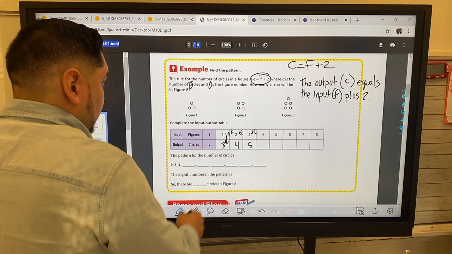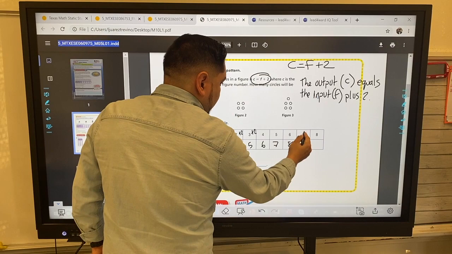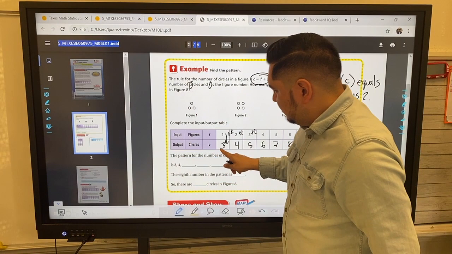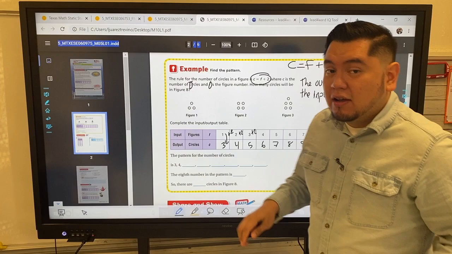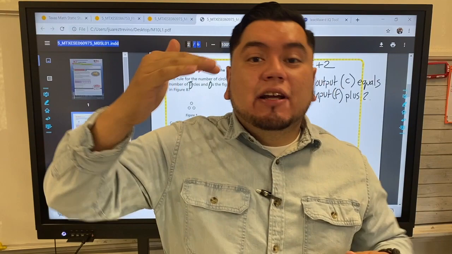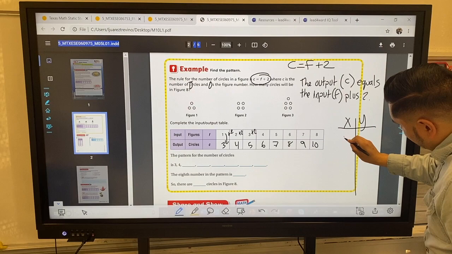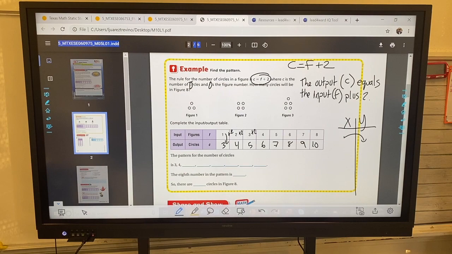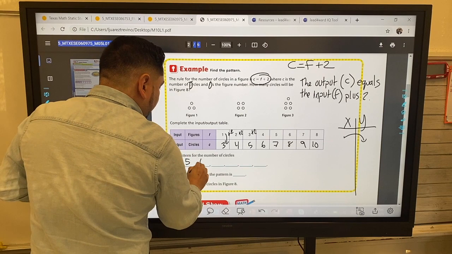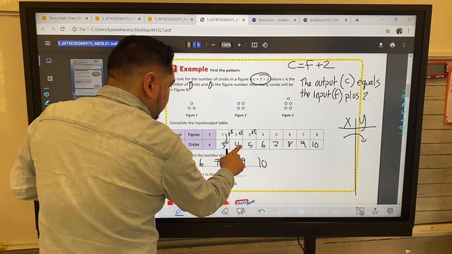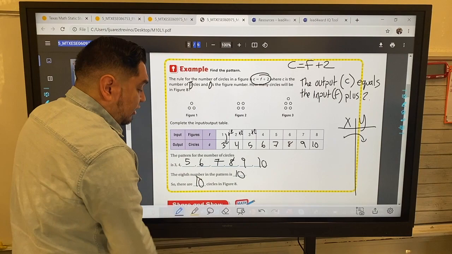This will be 6, 7, 8, 9, 10. Now, be careful. It's very easy to see, oh, I'm just adding 1, 3, 4, 5, 6, 7, 8, 9, 10. But do not do that. The rule is always from input to output. The rule is always from top to bottom, or if your input output table is like this, from left to right. Always remember that, please. It's pretty simple here, so you just fill in the pattern. 5, 6, 7, 8, 9, 10. The 8th number in the pattern, 1, 2, 3, 4, 5, 6, 7, 8, is 10. So there are 10 circles in figure 8.